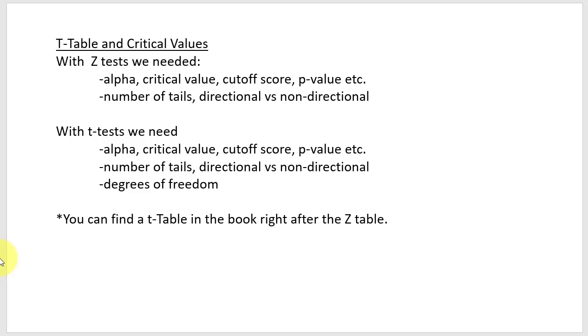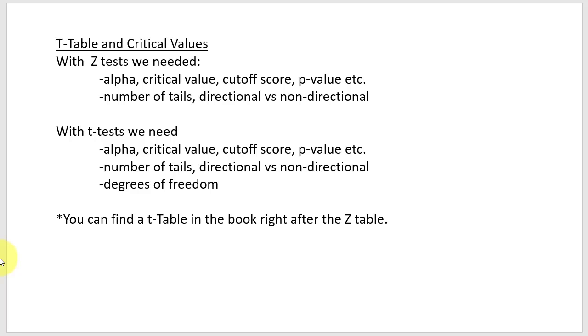You also need to know the number of tails, that is one-tailed or two-tailed, directional versus non-directional. So far, these two are the same. There's no difference between how we indicate the alpha level or the number of tails in a t-test. But you do need to know the degrees of freedom. The degrees of freedom will help you to determine which critical t-value you have.